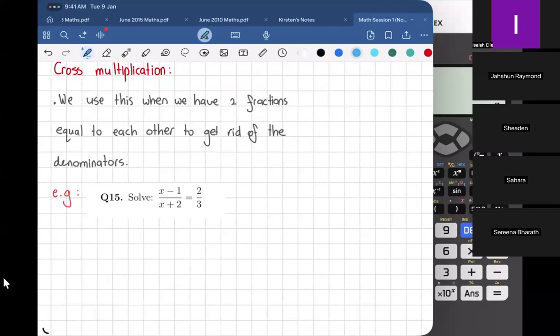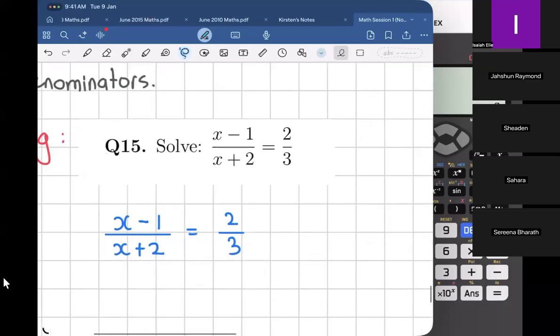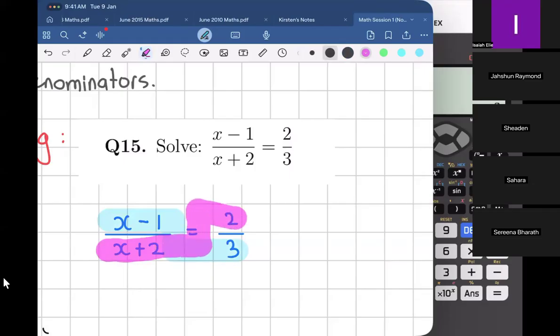Right? So Isaiah, you want to do it? When I say that we're going to multiply diagonally, do you know what I mean? So multiply the x minus 1 by 3 and x plus 2 by 2. Right, so this is what I mean when I say I'm going to multiply diagonally. I'm going to multiply x minus 1 by 3, and I'm going to multiply x plus 2 by 2.